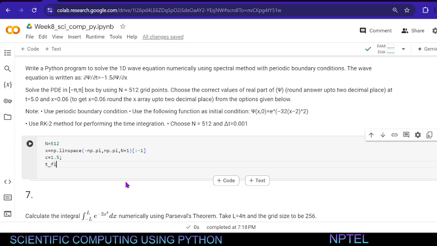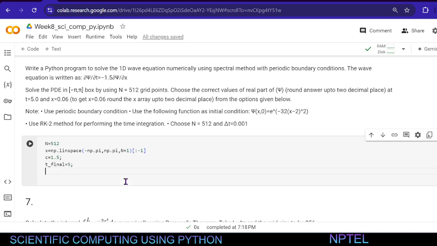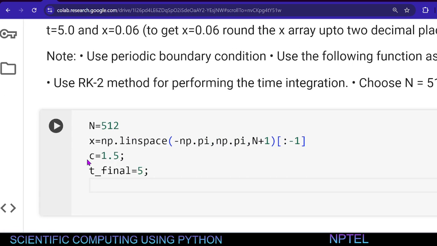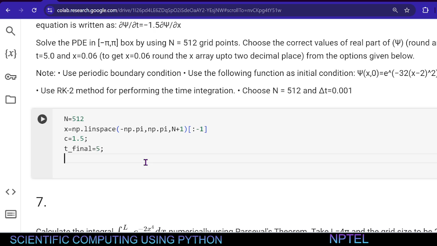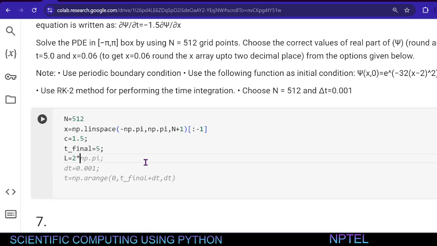Then C is going to be 1.5, T final is 5. L, which is the length, is 2 times pi. dt is 0.01. I don't really need time error, do I? No. And H, the size of one grid, is going to be L divided by N.